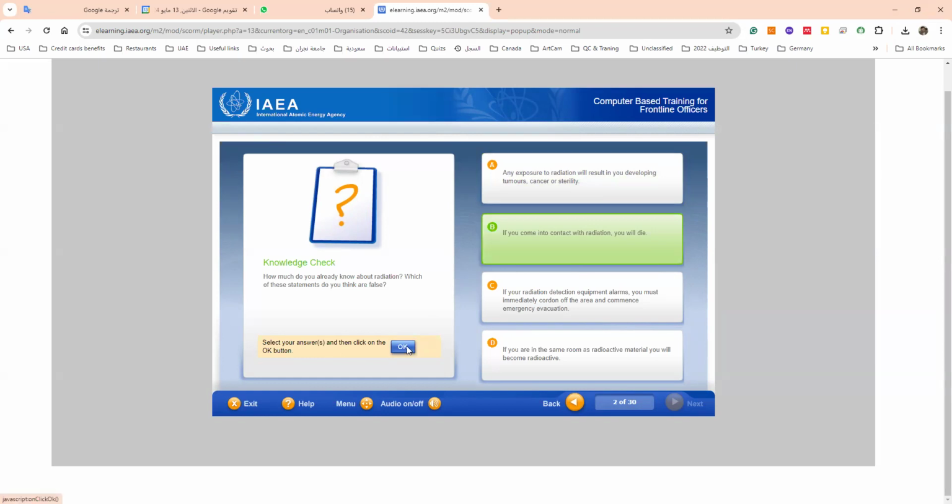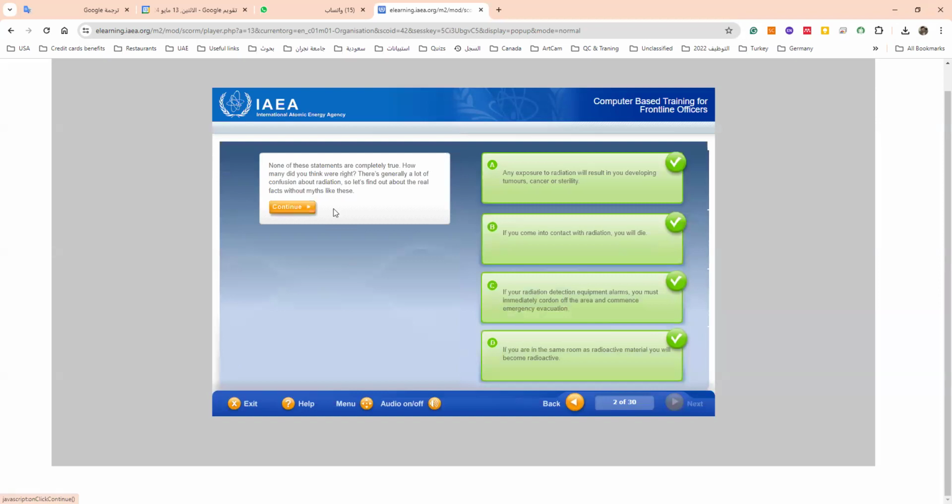I will select randomly, and you have to read this information. Okay, so the answer is that all of them are false. None of these statements are completely true. So how did you think? Were you right? There is a general lot of confusion about radiation, so let's find out about the real facts without myths like this.